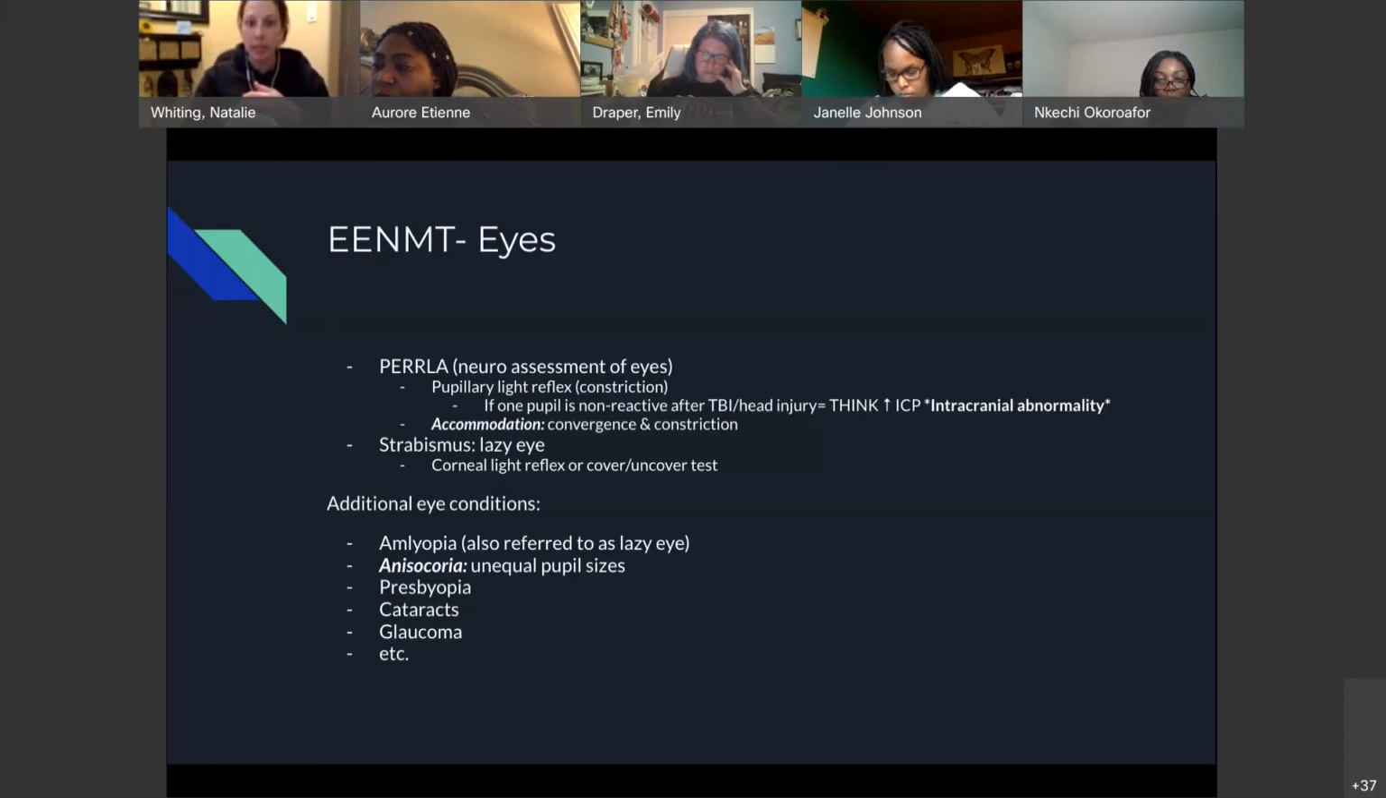Anisocoria is unequal pupil sizes. This is most often, I think, due to some sort of trauma to one of the eyes. But one pupil will be normal and the other one might be really large. Presbyopia is just the natural loss of vision as we age. And then we also get cataracts and glaucoma, and there's other eye conditions for sure.